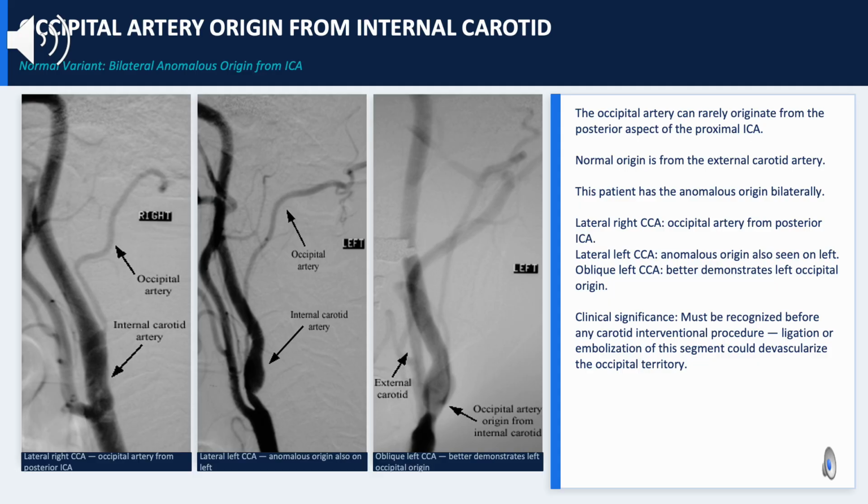The oblique view is particularly useful here because it separates the ICA from the ECA at the bifurcation, allowing clearer visualization of the occipital artery arising from the posterior ICA wall rather than the anterior ECA. This case underscores the need for bilateral carotid angiography with careful evaluation of all branch origins before any proximal ICA intervention.